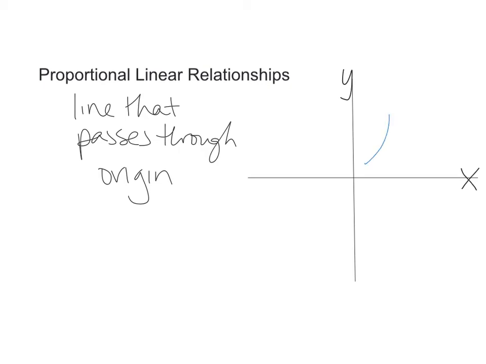Where's the origin, you ask? It is the point (0, 0). It's right here, where the x and y axes meet. That is my origin. And if my line passes through there, no matter what the line looks like, this would be what we'd call a direct variation.